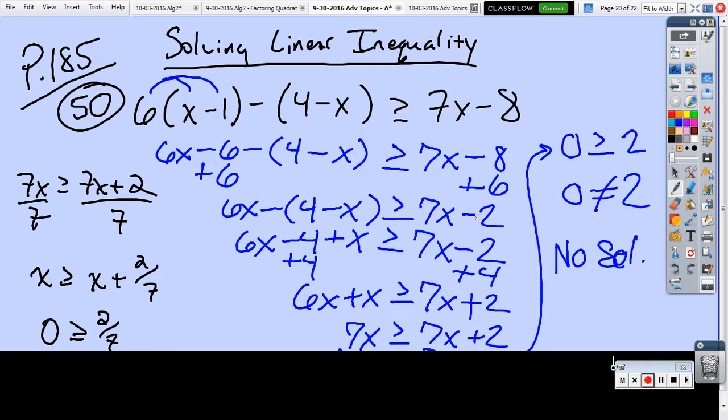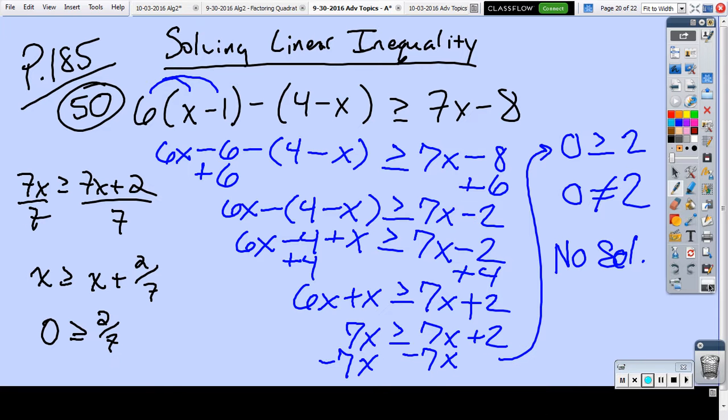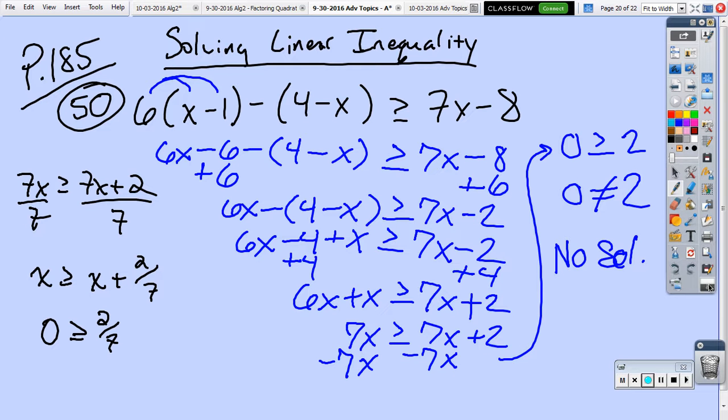For number 19 on this sheet, it says negative 3 plus, and then it has the little lines, and then it says n minus 2 is greater than 5. Let's get to that as soon as I'm done with this one. We can look at that one. All right, so here, if you kept going, then the student subtracted 7x from each side, and we got a statement that 0 is greater than or equal to 2.